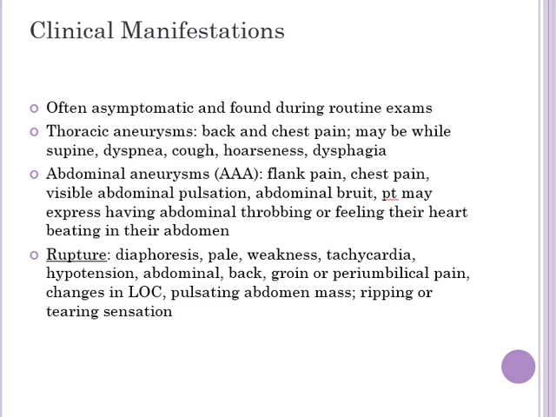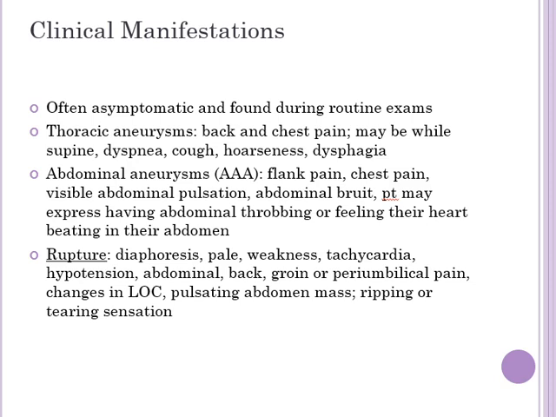Okay, so let's talk about clinical manifestations. The first one is that this is often asymptomatic and patients don't know, and it may be found during routine exams. So that could be a routine chest x-ray or abdominal x-ray for whatever reason, and they're like, oh hey, you got an aneurysm in there. And if it's small, they will continue to monitor it, have them come in on a routine basis, and wait for that to get bigger before they do anything about it.